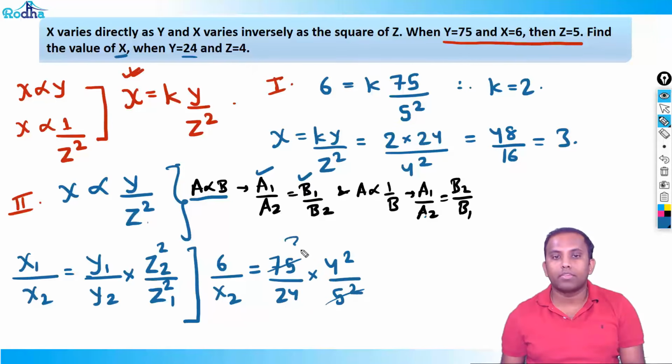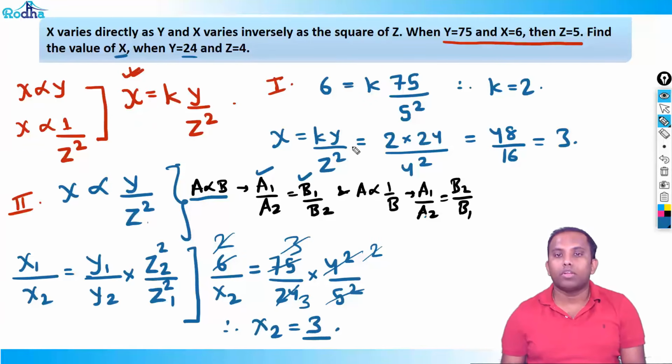If you solve it, 25 goes 3 times. 3 goes 2 times. And just 16 here. So first it gets cancelled here. So 8 2 times and 8 3 times. So this 2 also gets cancelled. Therefore, you get x2 is equal to 3. This is what we got here. We got the answer as 3. So x2 is obviously x equal to 3.